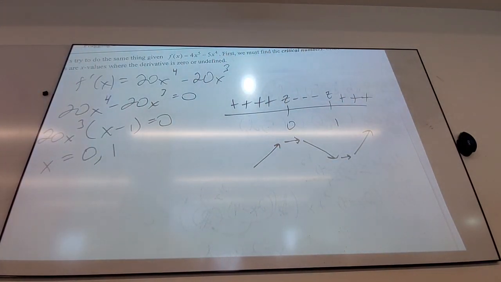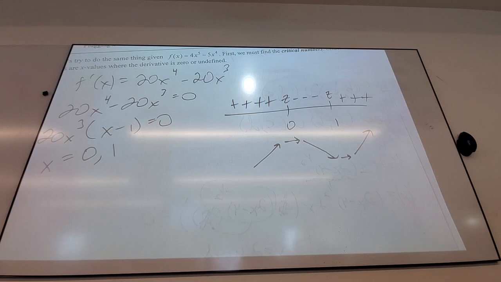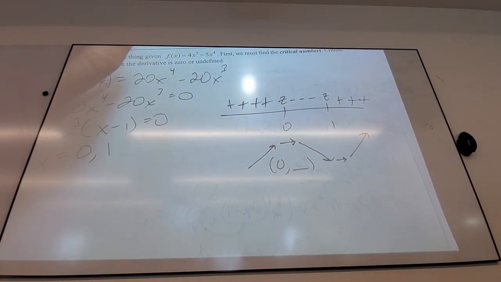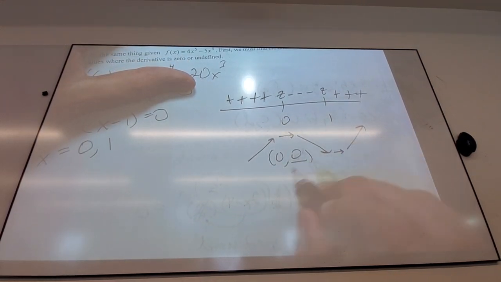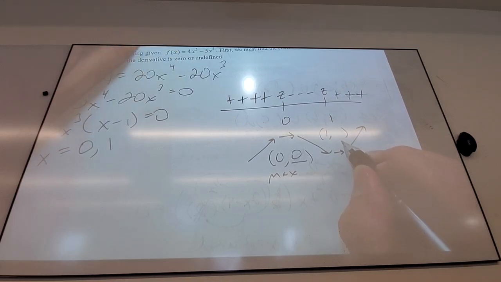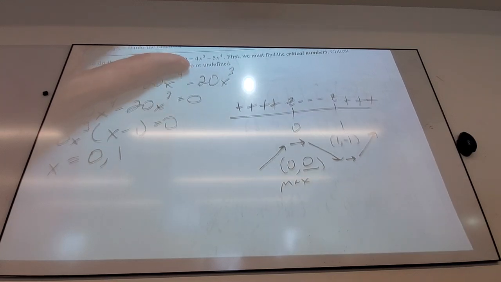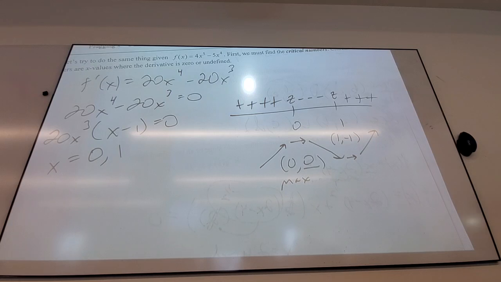Where's my max? 0. X equals 0. So when I say where is it, I want the output also. So 0, let me be careful. What is it? So it's at 0, and then what is it? What is the max? 0. And where's the min? So this is a max, and the min would be at 1. And what is the min? Yeah, 4 minus 5, negative 4. Put min there.